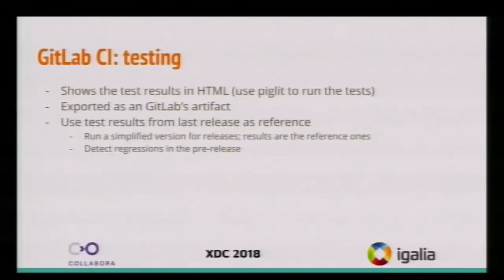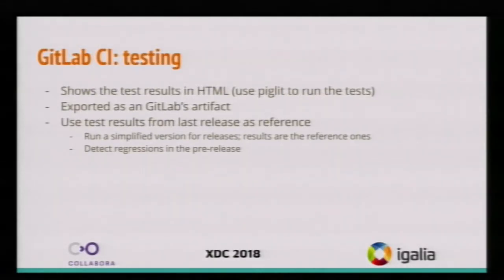Now, for knowing the regressions, we run all these test suites integrated with Piglit. So we use Piglit just to create nice HTML files, which are stored as an artifact in GitLab, which is another feature. And in order to know if there is a problem or not, we use the same pipeline you saw before, used when we make our release, but a very simplified version of this pipeline. This pipeline basically does the same and generates the Piglit results.